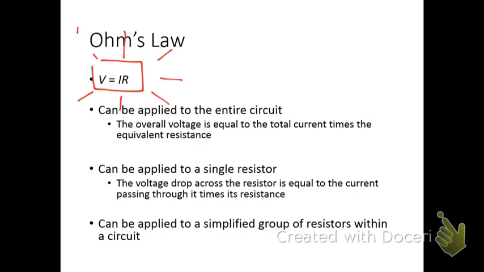Or it can be applied to a simplified group. So if I've got a chunk of parallel resistors, I could break them down and find the resistance as if there was only one resistor there, and do V equals IR on that, what I call ghost resistors, to figure out the voltage drop, for example.